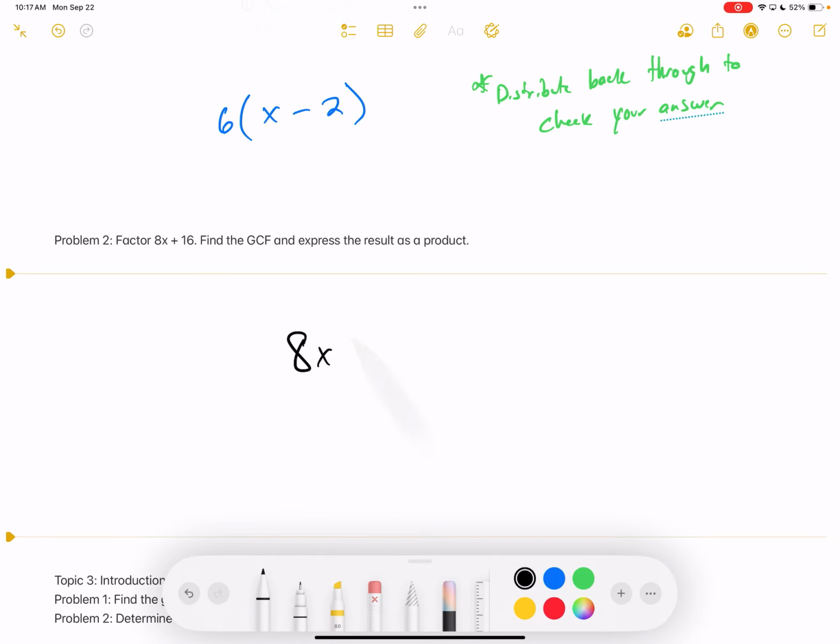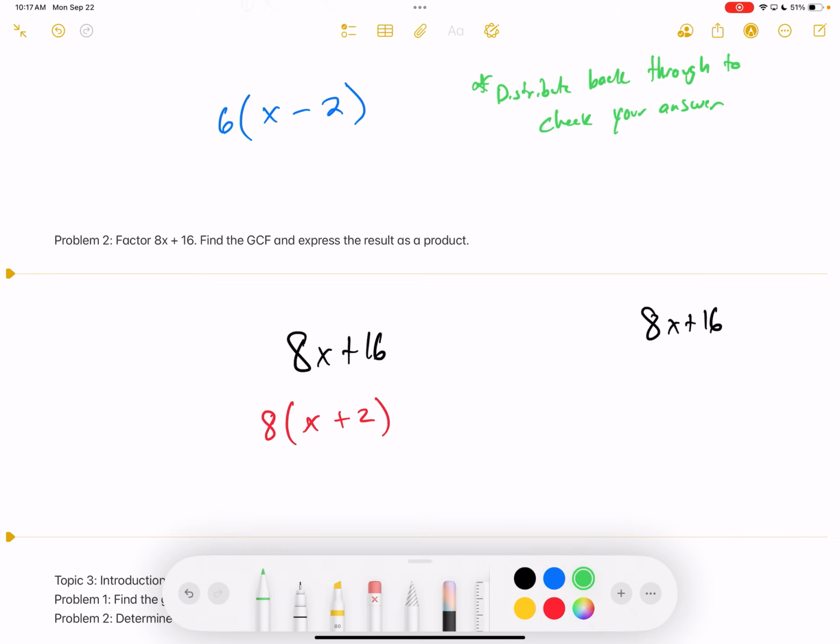So if I have 8x plus 16, my biggest number that I can divide 8 and 16 by is what? 8, right? So I pull out the 8 and I have an x. 16 divided by 8 would be 2. Okay? And you can always check it real quick. 8 times x is 8x. 8 times 2 is 16.